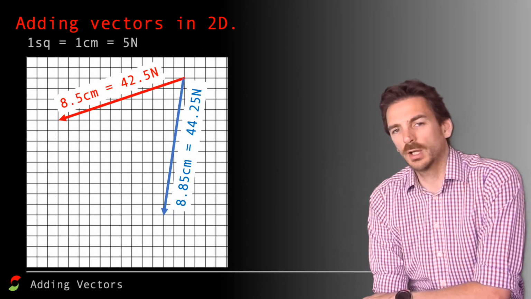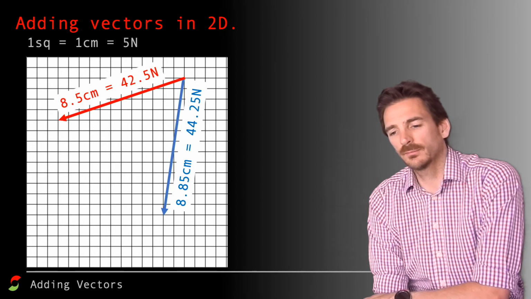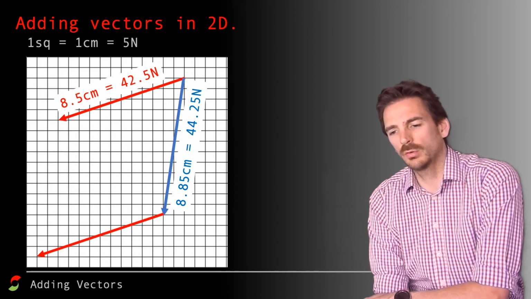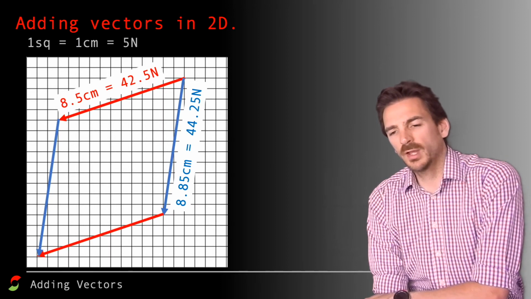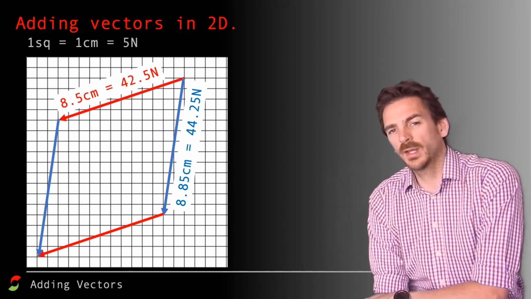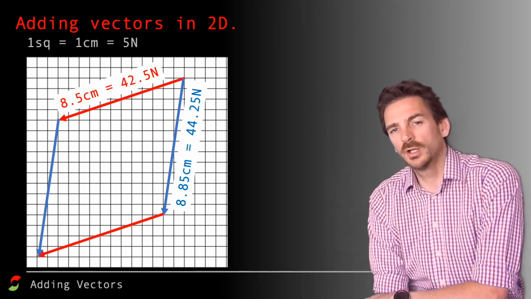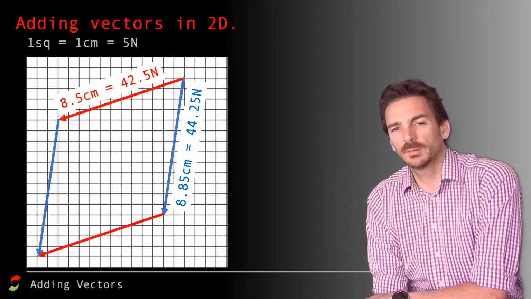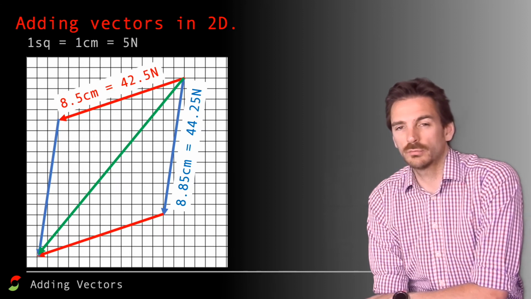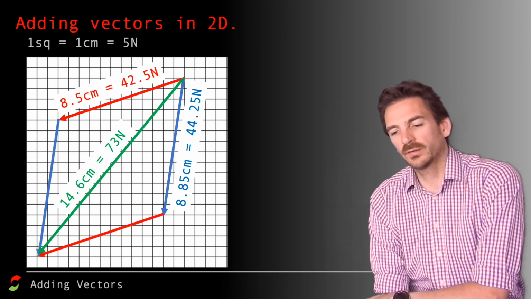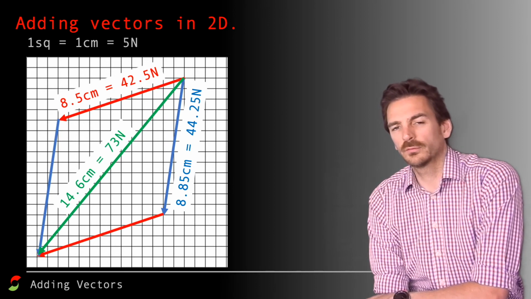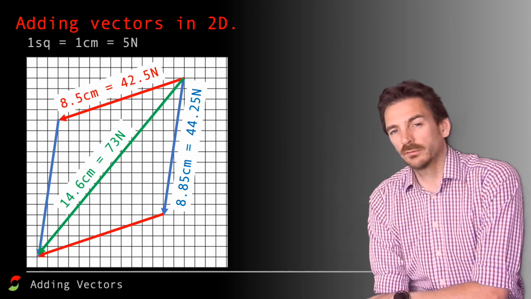So we draw a line that's parallel to the red vector, and we draw that all the way down to the end of the blue vector. And we repeat it with the blue vector, with a line that's parallel to the blue one, all the way to the end to complete our parallelogram. Now this time the origin is in the top right-hand corner and it's completed in the bottom left-hand corner. So drawing an arrow from top right to bottom left, it represents our resultant force. And if we measure the length of that, 14.6 centimetres, that gives us a resultant force of 73 newtons.